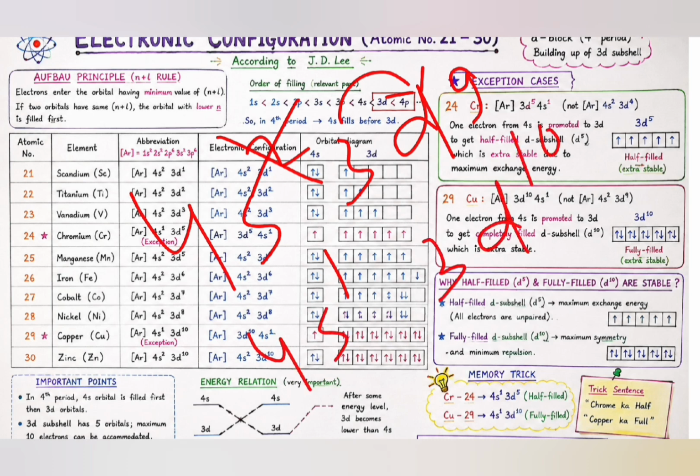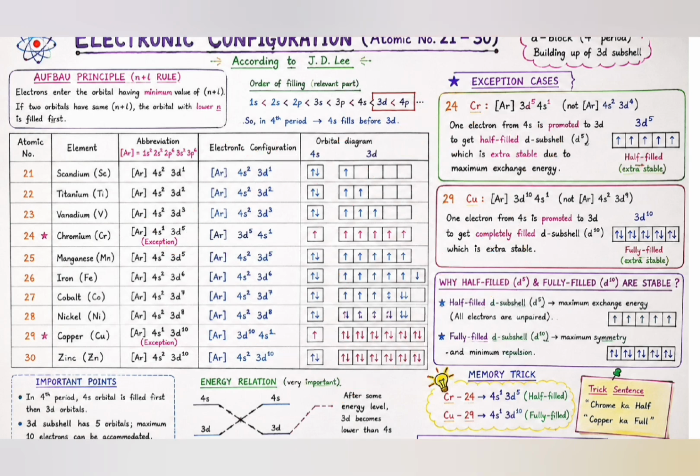So what you are observing here is, why is copper obtaining this type of configuration? Because for copper there is a chance of a full-filled configuration. And if it is attaining the full-filled configuration, it is attaining extra stability. In the full-filled configuration, there is maximum symmetry and minimum repulsion. That's why copper is trying to attain the full-filled configuration. Hope it is clear for you. Now in the case of zinc, the configuration is as usual 4s2 3d10.